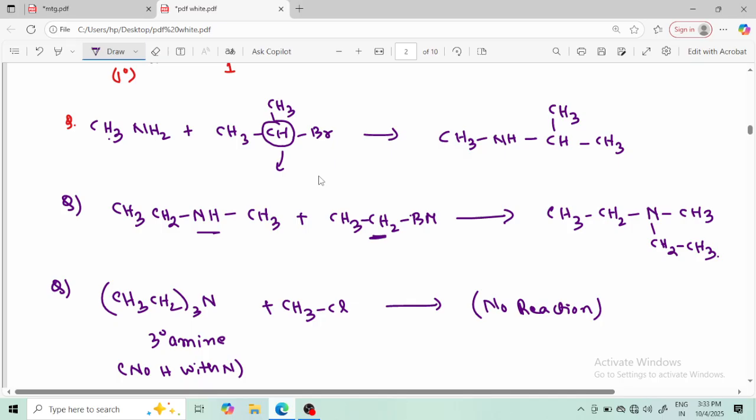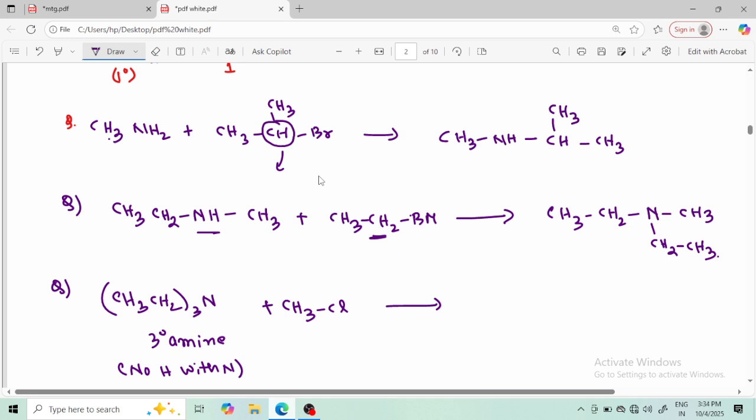Because the general process is what? One hydrogen is removed and in its place, oh sorry, my mistake, this is not the one. It will produce quaternary ammonium salt, whenever it's a 3-degree amine and no hydrogen is present. Actually this alkylation, except the first step, is similar to the ammonolysis process of preparation.